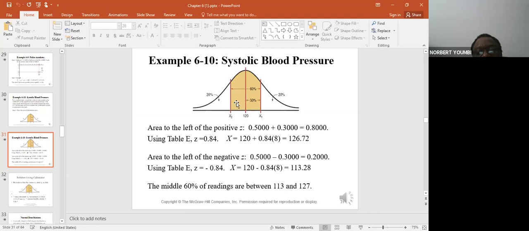We know that area to the left here is 0.3. So below x1, the area is 0.8. So the area is 0.8. To find the z value corresponding to x1, we will find the inverse area with 0.8.